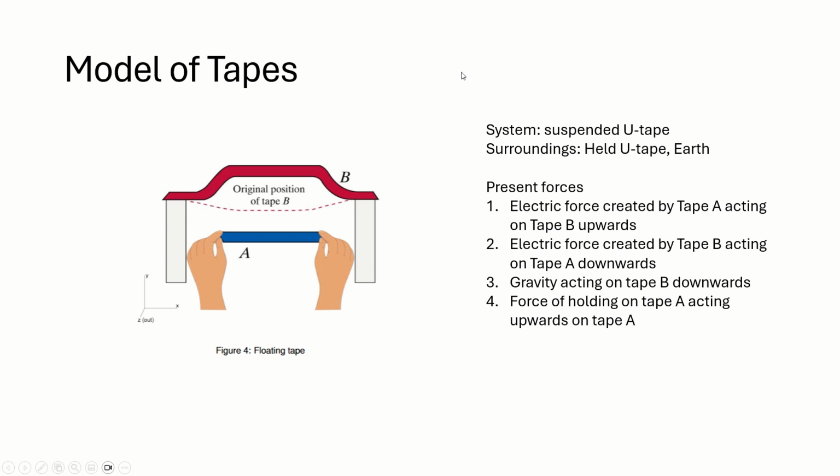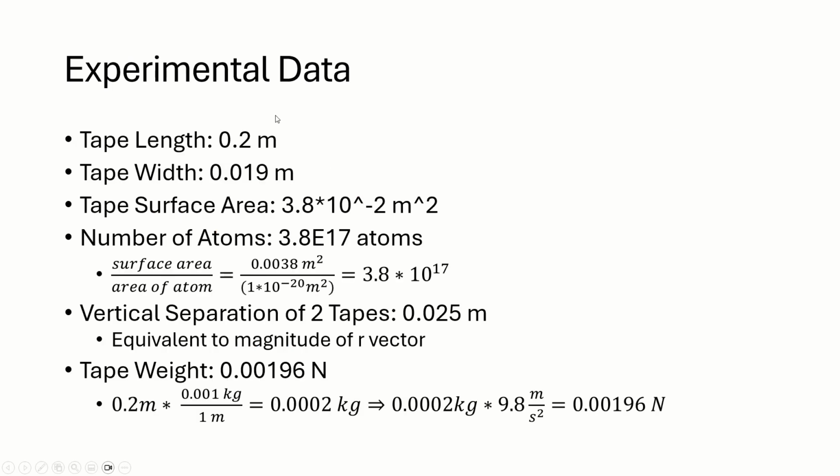So here's the model of the tapes. The suspended U-tape, tape B, is our system. The held U-tape, which is tape A, and Earth are our surroundings. The present forces are, in order, the electric force created by tape A acting on tape B upwards, the electric force created by tape B acting on tape A downwards, gravity acting on tape B downwards, and finally the force of holding on tape A acting upwards on tape A. Here's some relevant experimental data: tape length, tape width, tape surface area, number of atoms, all that stuff.